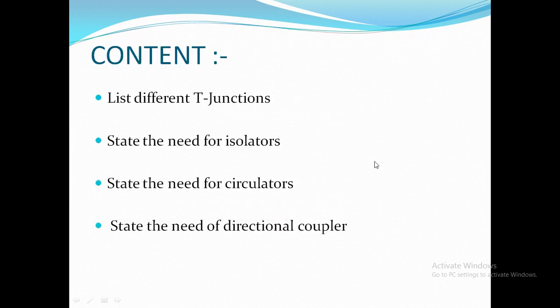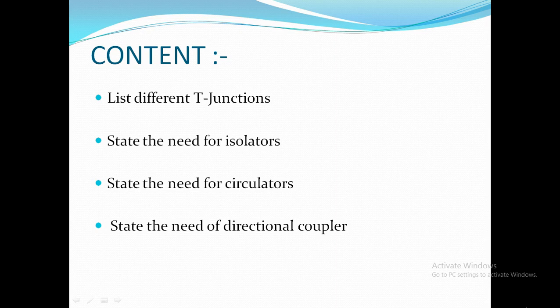So once again we'll discuss different types of T-junctions, need for isolators and circulators, and need of directional couplers. First of all, list different types of T-junctions. Actually we have three types of T-junctions: H-plane T-junction, E-plane T-junction and EH-plane T-junction.